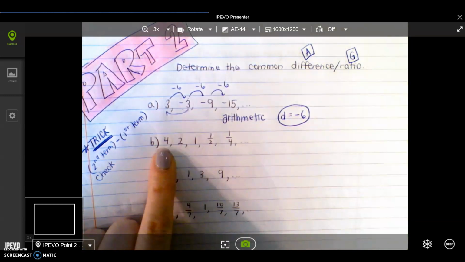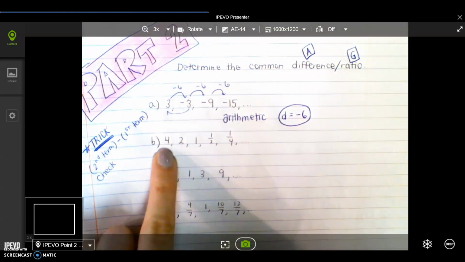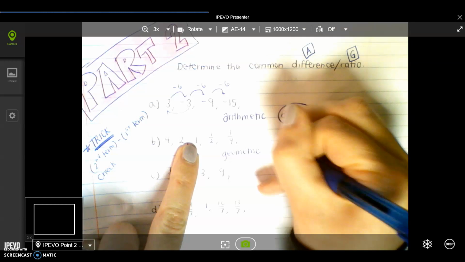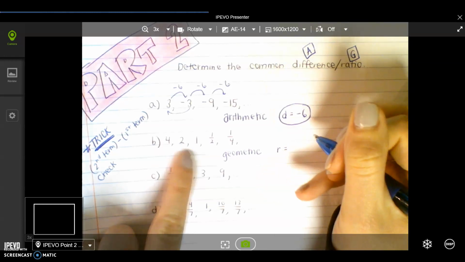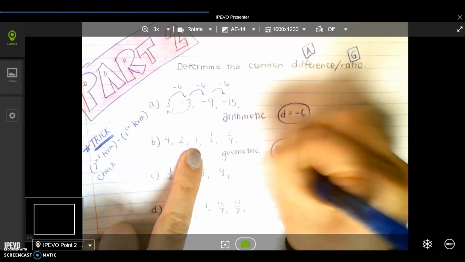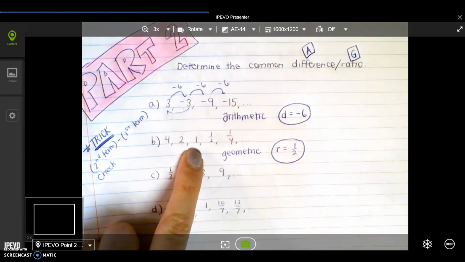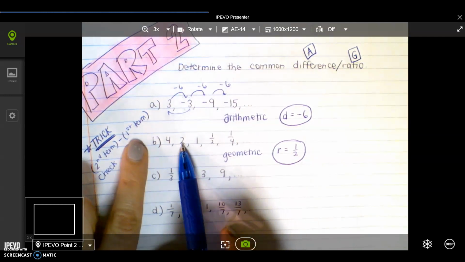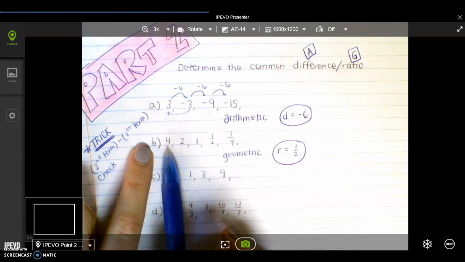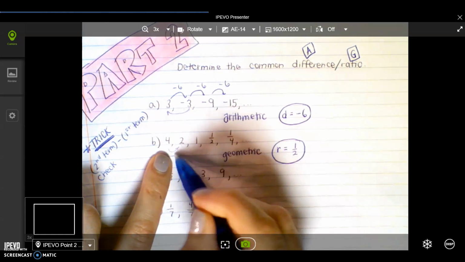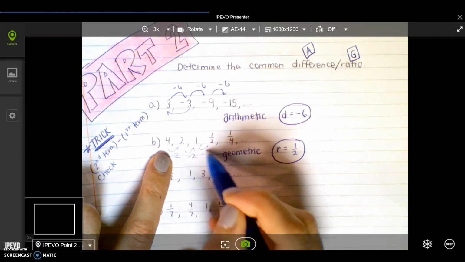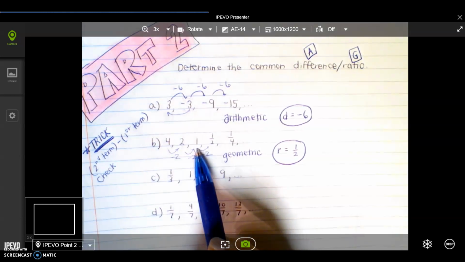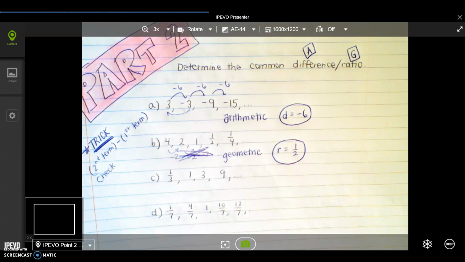For letter B, just by looking at this 4, 2, 1, I'm noticing that it's geometric. So the common ratio is I'm multiplying by 1/2 every time. If you didn't know that I'm multiplying by 1/2 every time, go back to the trick. Take the second term, subtract the first term. 2 minus 4 is -2. And then let's check. If I subtract 2 over and over again, 4 minus 2 is 2. 2 minus 2, uh-oh, that's not 1. So this is not arithmetic.